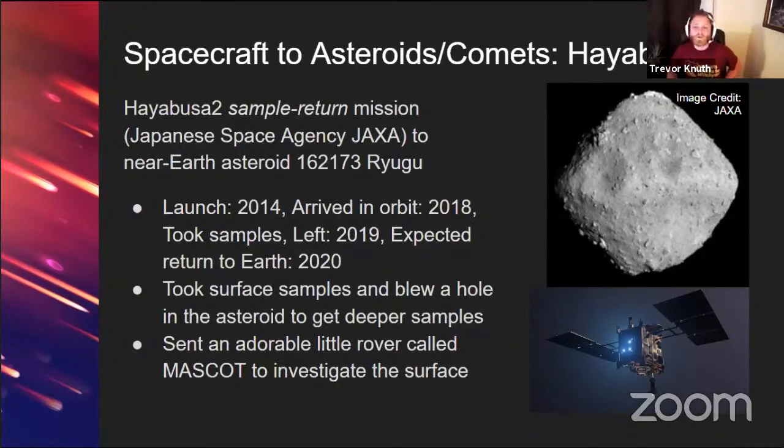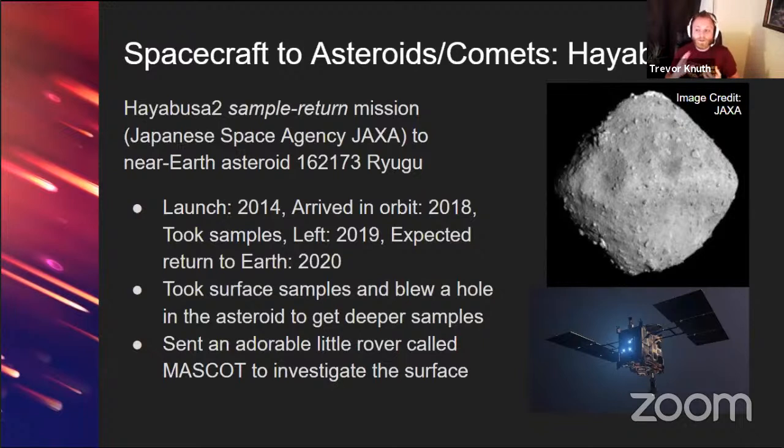162173 Ryugu. This was the Hayabusa 2 spacecraft. So this spacecraft launched in 2014 and arrived in orbit in 2018. A lot of times, the orientation and position of different objects can create huge differences in the amount of time it takes to get there. This was a sample return mission, so a little bit different than Rosetta. It didn't just send a probe and take images. It was actually intended to collect bits of it and come back.